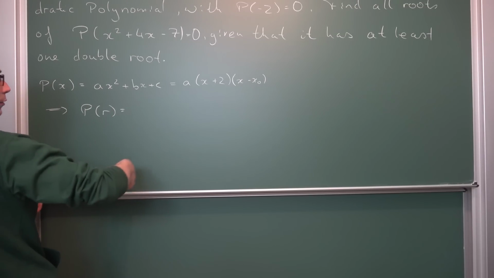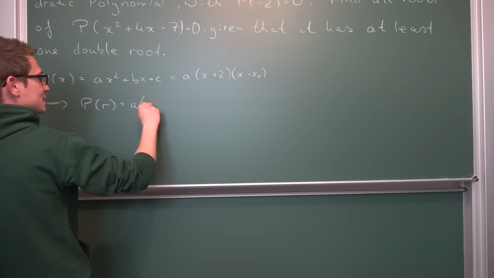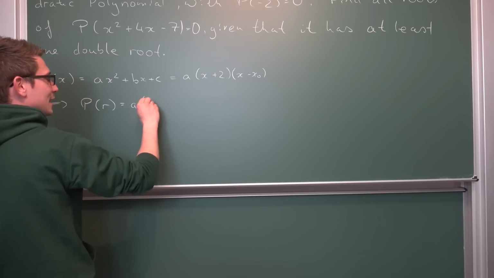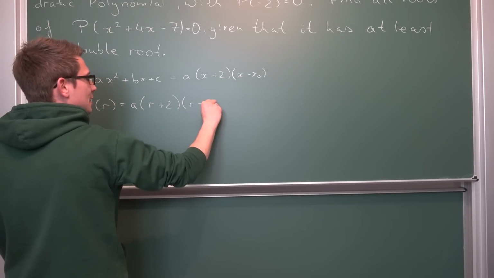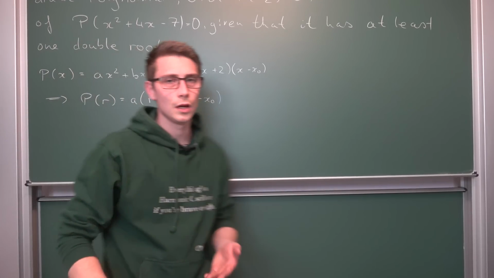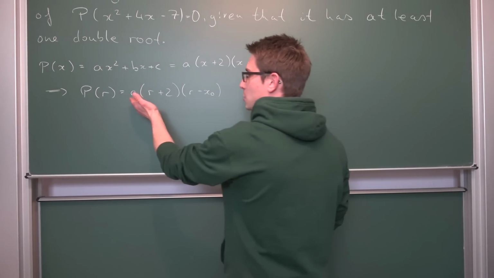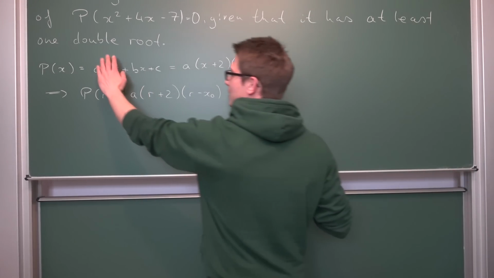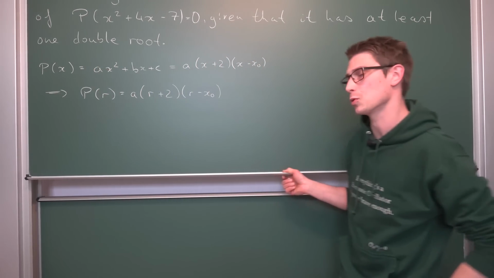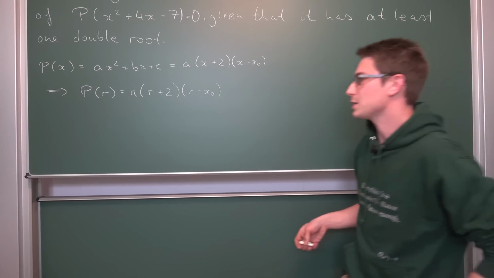Now if we were to plug in our r, we are going to get a times, I'm sorry, r plus 2, and then r minus x naught. Okay, by the way, without loss of generality, a is obviously not equal to 0. Just as a matter of fact, if it were 0, then it would be a linear function, not a quadratic polynomial. And now we can go ahead and start solving this equation.